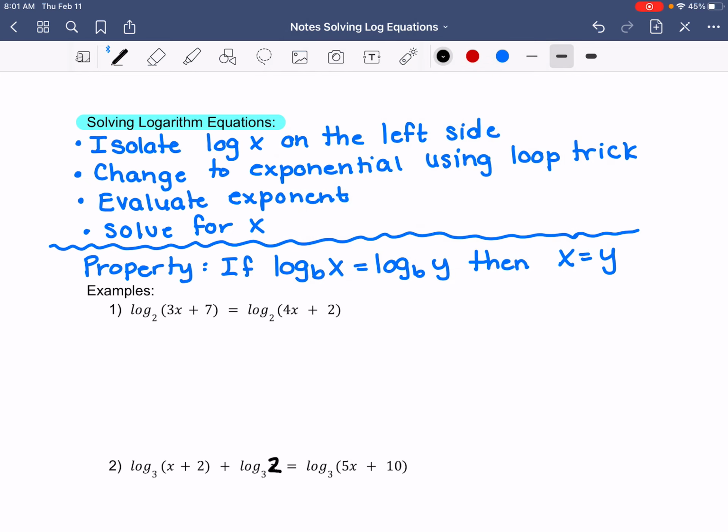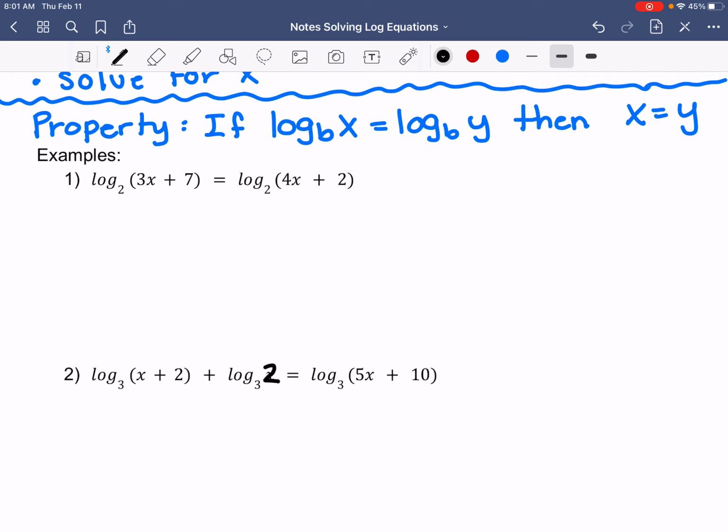All right, so let's go to examples. Our first example, we're going to use this little property we just wrote down. Write down log base 2 of 3x plus 7 equals log base 2 of 4x plus 2. You first check to see if your log bases are the same. So log base 2, log base 2. It's just one log base 2 equals another log base 2. Basically, you just cross off your logs and solve the equation 3x plus 7 equals 4x plus 2, because if the two log bases are the same, then the two x and y pieces have to be the same. And then I'm just going to solve for x here.